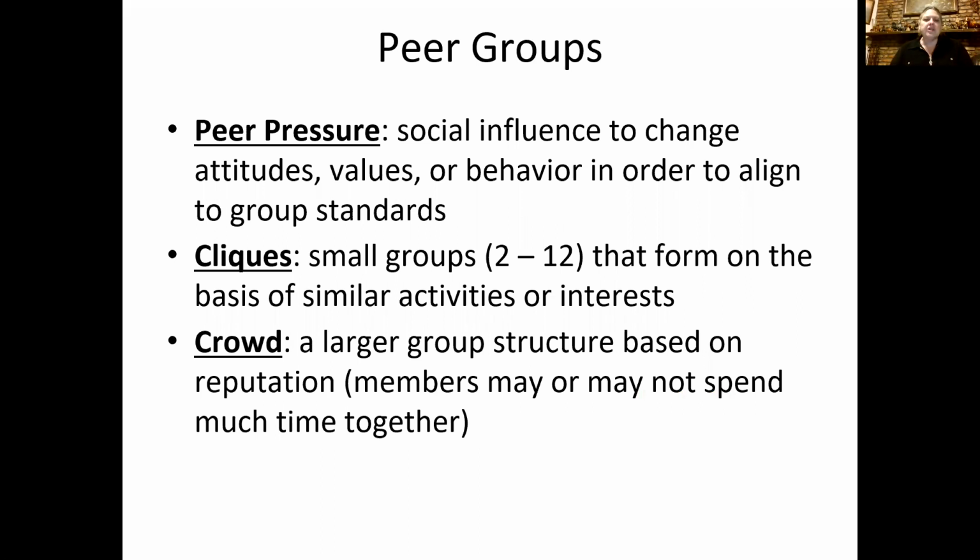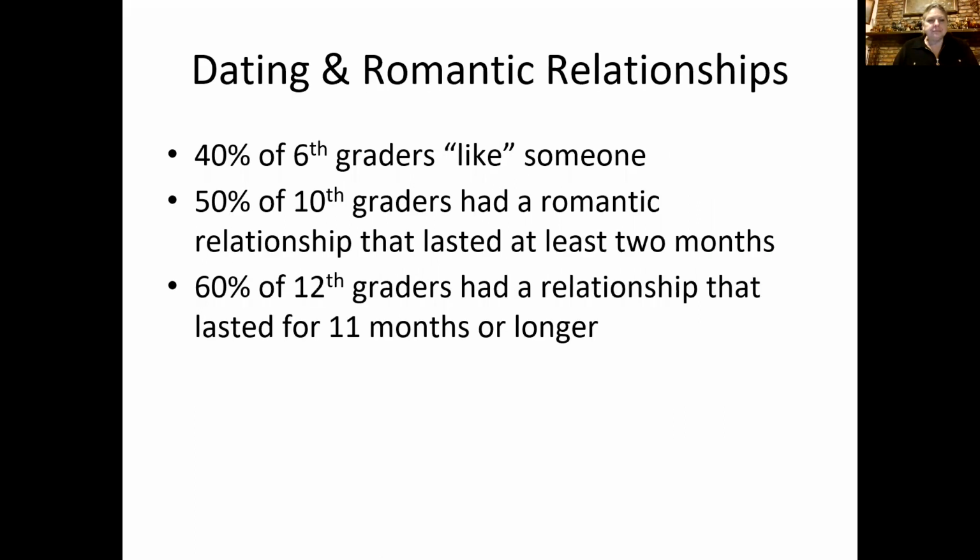That's social influence to change attitudes, values, or behaviors in order to align with group standards. In our previous video, we went over cliques and crowds. A clique is a small group of about 2 to 12 kids that form on the basis of similar activities or interests. And a crowd is a larger group structure based on reputation, so members may or may not spend much time together. You can have a clique of punk kids that are part of that crowd that is the punk scene. So that's just kind of an example.